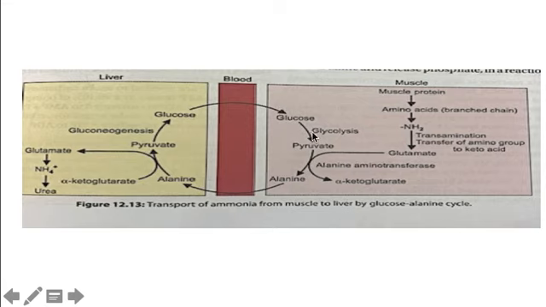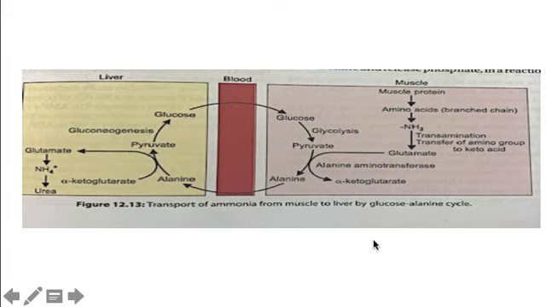Then again, glucose by glycolysis gets converted to pyruvate and the whole cycle is repeated. So this is the transport of ammonia from the muscle to the liver by the glucose alanine cycle, right?